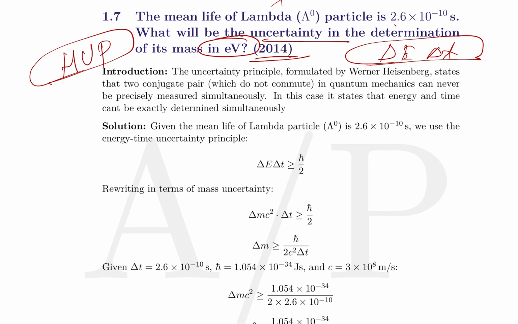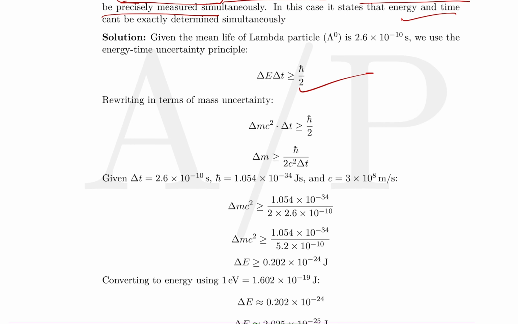So we'll use the same introduction as we used earlier. The uncertainty principle states that two conjugate pairs which do not commute in quantum mechanics can never be precisely measured simultaneously. In this case, it states that energy and time can't be exactly determined simultaneously. So delta E delta T is more than or equal to h cut over 2. Then delta E we know is delta m into c square. Delta E delta T more than or equal to h cut by 2. Then delta m is more than or equal to h cut over 2 c square into delta T.